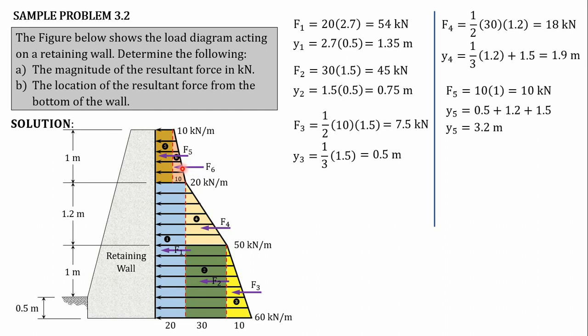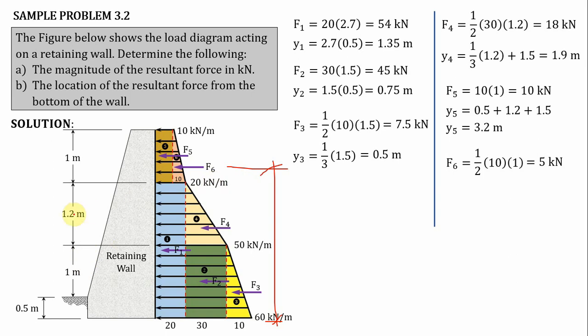Okay, so yung F6 natin is the area of the triangular loading of area 6. So F6 is equal to 1/2 times 10 times the height times 1. So that is equivalent to 5 kilonewton. And what is the location, class? What is the location of F6 from the bottom? Anong location niya, class?